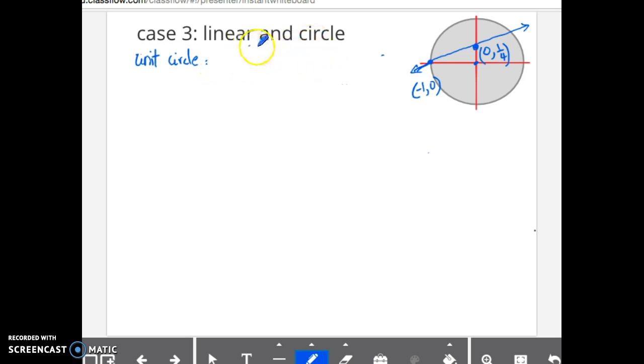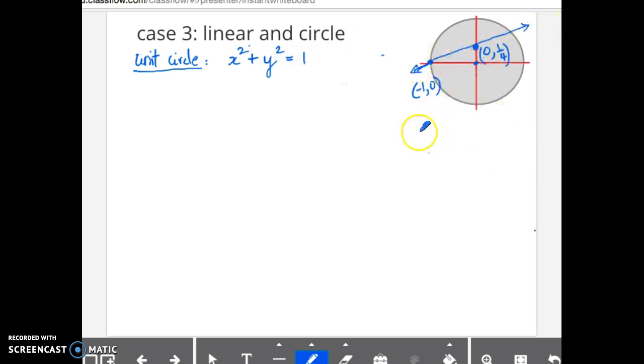The question is solve, and they gave you this diagram, and you have to solve this using systems. And all they told us is this is a unit circle. So how do we solve this? Since this is a unit circle, you can come up with the equation of the circle as x squared plus y squared is equal to 1.